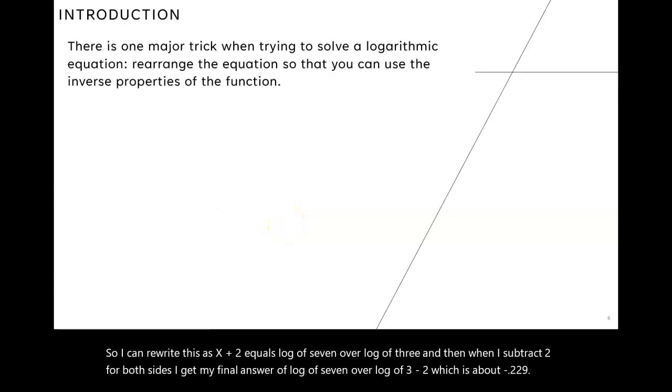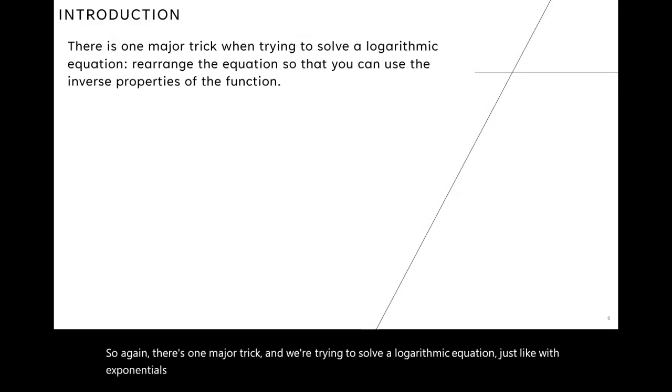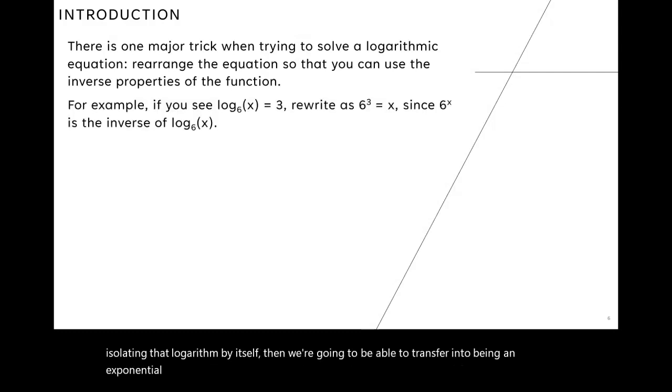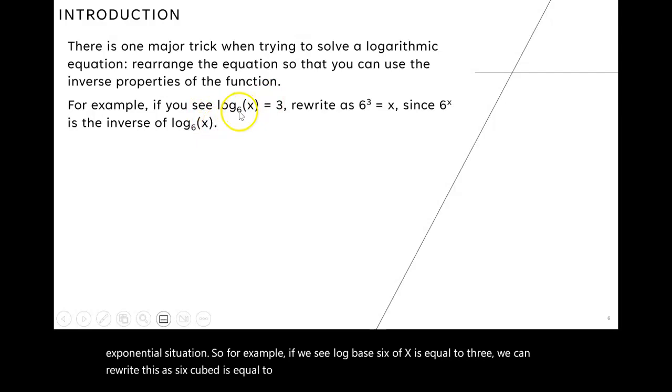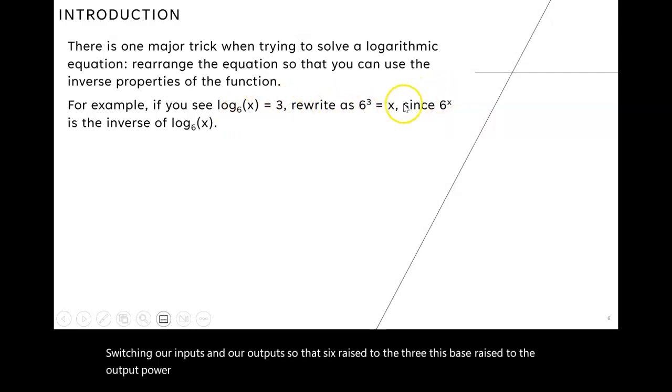So again, there's one major trick when we're trying to solve a logarithmic equation, just like with exponentials. If we can rearrange the equation so that we can use our inverse properties, that is, isolating that logarithm by itself, then we're going to be able to transfer it into being an exponential situation. For example, if we see log base 6 of x is equal to 3, we can rewrite this as 6 cubed is equal to x, switching our base, switching our inputs and our outputs, so that 6 raised to the 3, this base raised to the output power, is equal to x, since 6 to the x is the inverse of log base 6 of x.